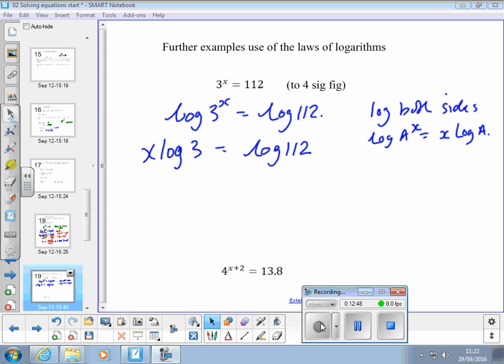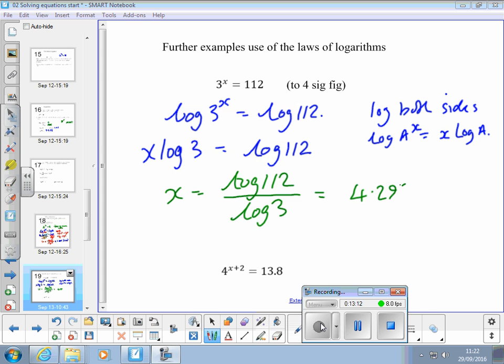And then what we can do, divide by log 3, so we end up with x is equal to log of 112 over log of 3, and that is, for 4 significant figures, 4.295. Did you all get that result? Anyone got anything different? Shout.